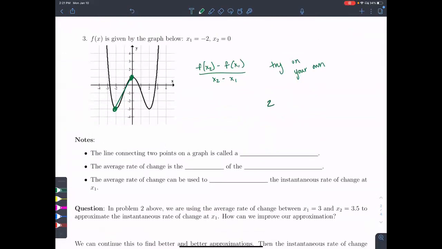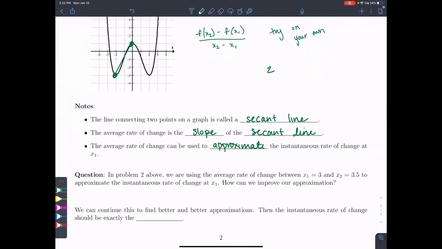The line that I keep drawing that's connecting those 2 points is called a secant line. The average rate of change is the slope of the secant line. The average rate of change can be used to estimate or approximate the instantaneous rate of change at a point.